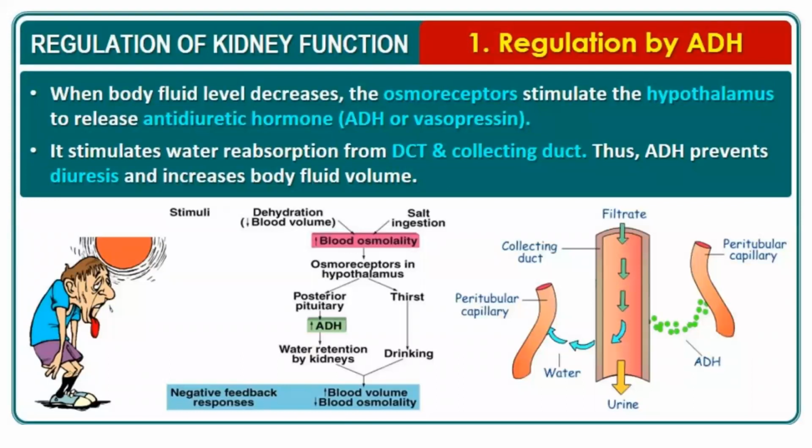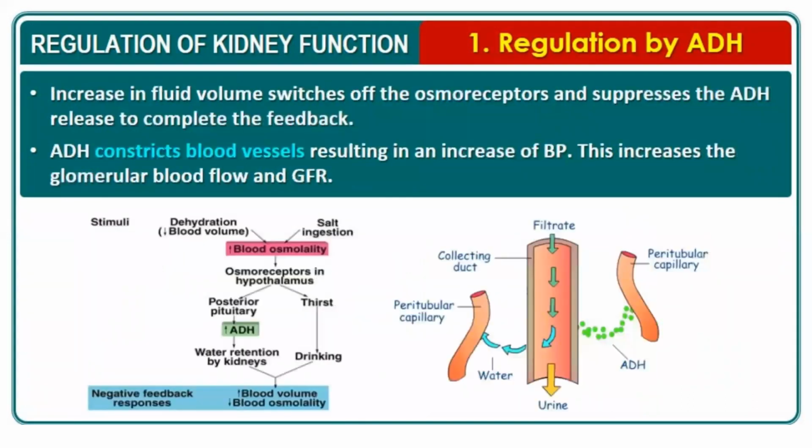First one, regulation by ADH. When body fluid level decreases, the osmoreceptor stimulates the hypothalamus to release antidiuretic hormone, which is ADH or vasopressin. Vasopressin or ADH stimulates water reabsorption from the DCT and collecting duct. Thus, ADH prevents diuresis and increases the body fluid volume. Increase in body volume switches off the osmoreceptors in the body and suppresses the ADH release to complete the feedback.